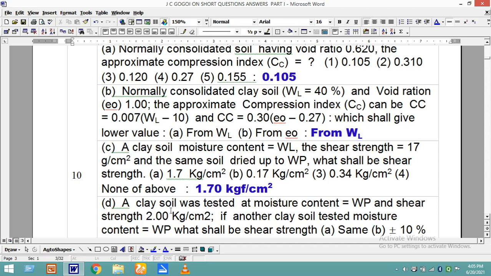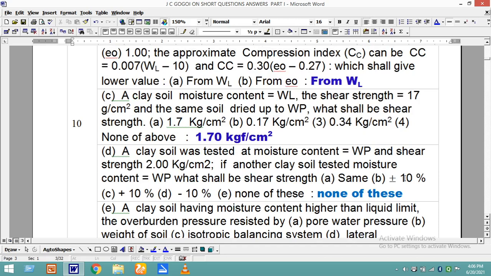A clay soil was tested at a moisture content equal to plastic limit and shear strength was calculated as 2 kg per cm square. If another clay soil is tested at a moisture content equal to plastic limit, what shall be the shear strength? Given answers: same, plus minus 10%, plus 10%, minus 10%, none of this. Because the question says another clay soil, we do not know the nature and behavior of that other clay soil. So the answer is none of this; we cannot say anything.